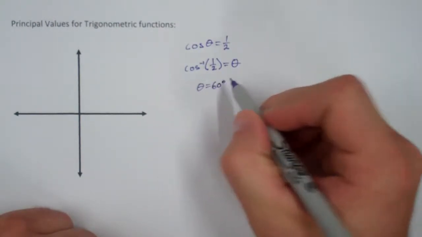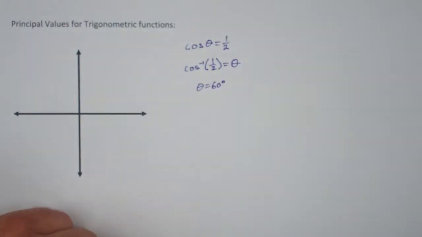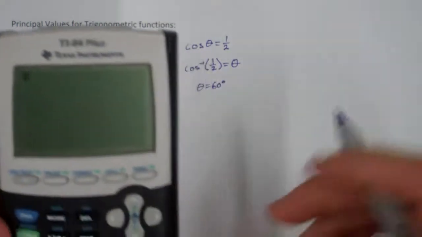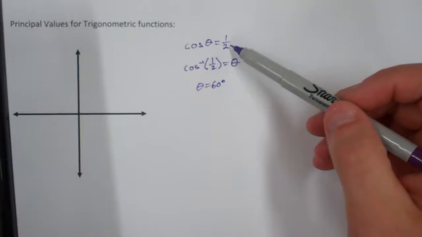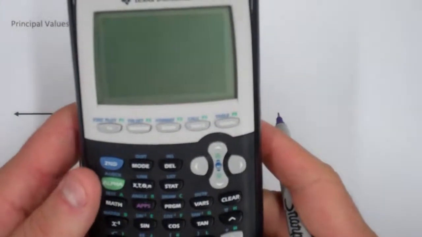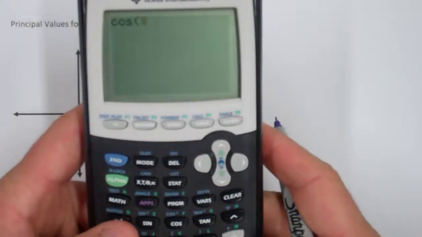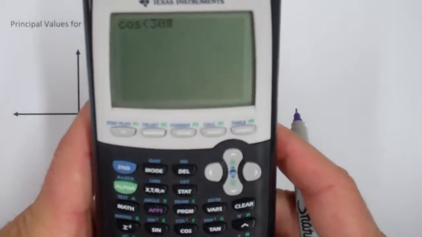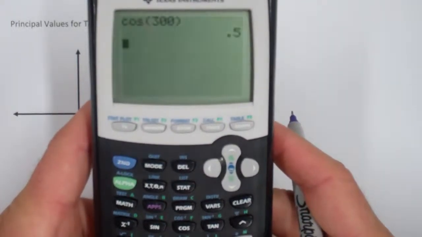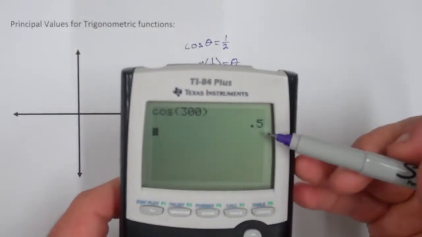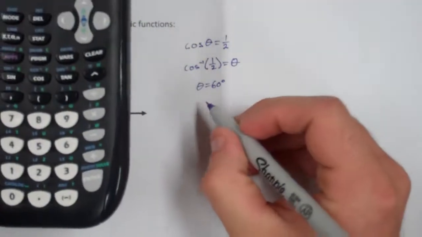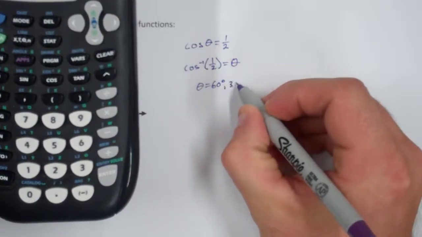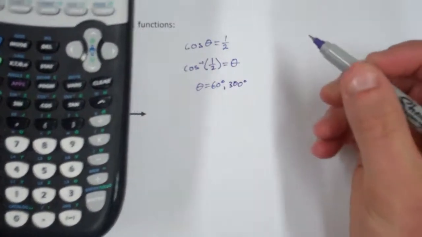Well, there is some good news and some bad news. The good news is we found a nice value for theta. The bad news is there are other angles that have a cosine of 1/2. So let me type this into the calculator for you. Let me do the cosine. Let's think here. How about cosine of 300? That is also 1/2. Well, it could be 300 degrees.